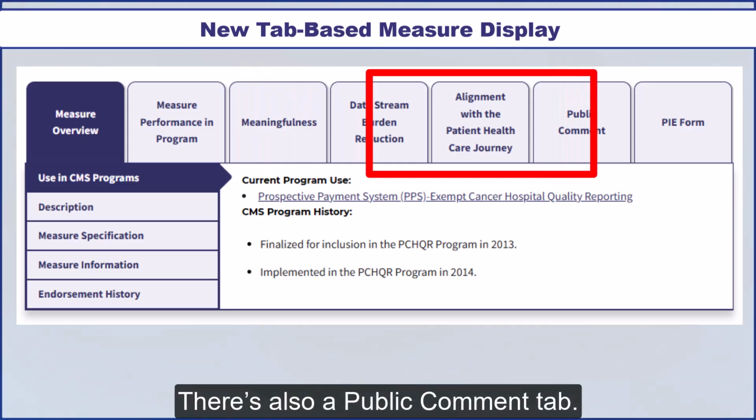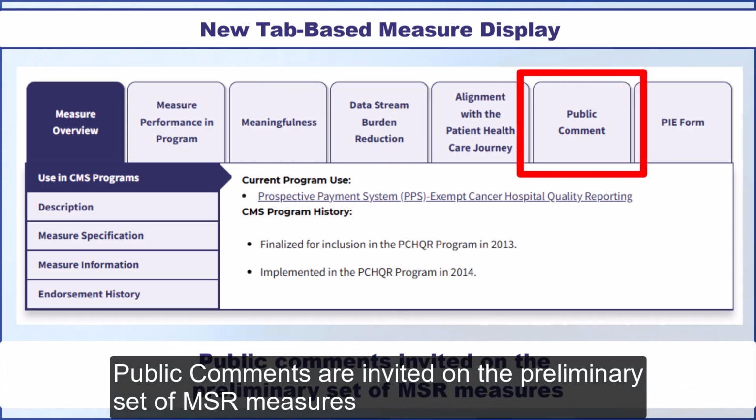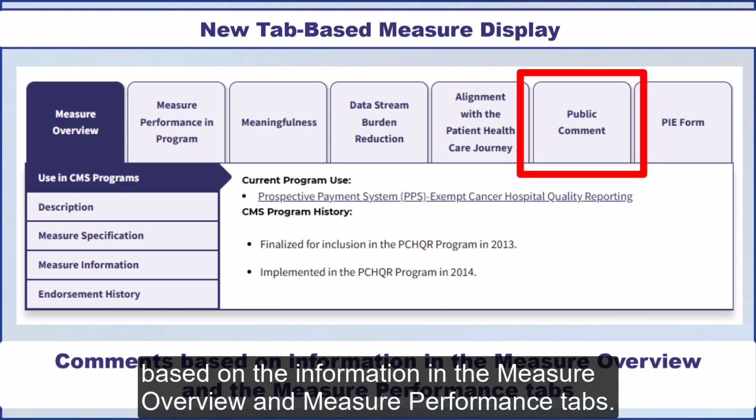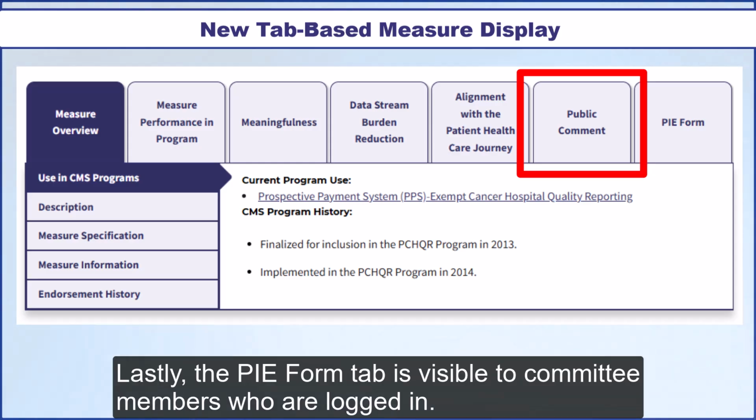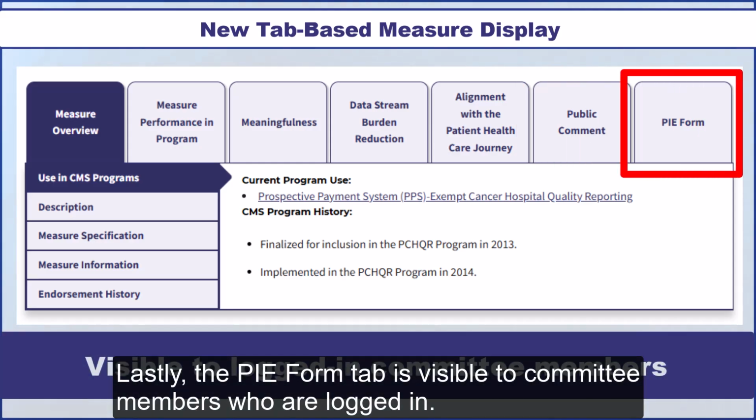There's also a Public Comment tab. Public comments are invited on the preliminary set of MSR measures based on the information in the Measure Overview and Measure Performance tabs. Lastly, the PI Form tab is visible to committee members who are logged in.